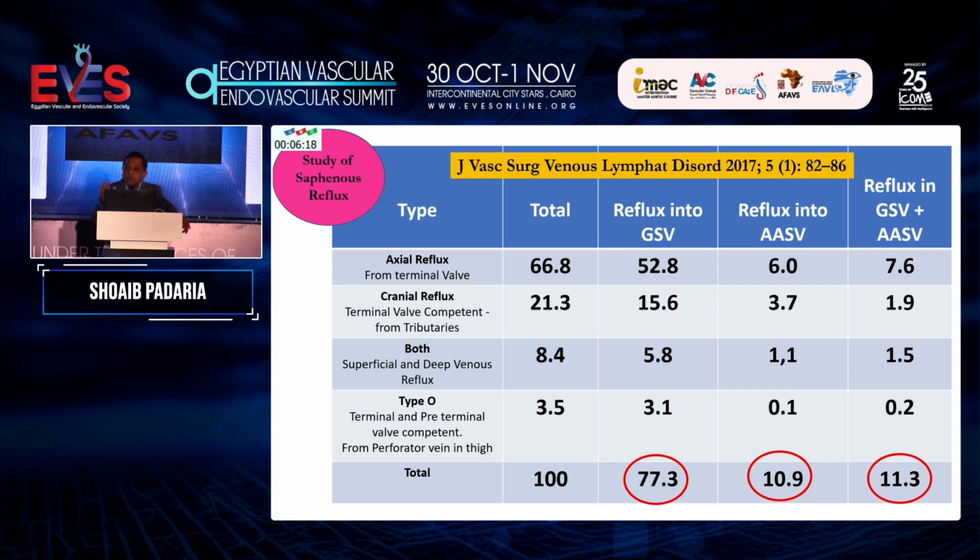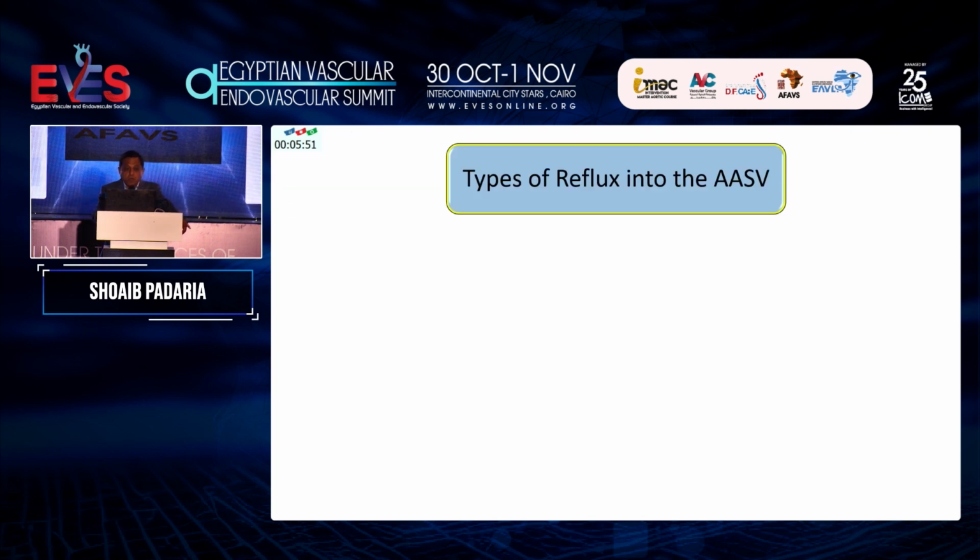Now, how common is the AASV when we are actually doing surgery and venous ablation? In this paper of 2017, you will see that reflux into the GSV was present in 77% of patients. Reflux only into the AASV is present in about 10% of patients. And interestingly, reflux in both the AASV and the GSV was present in 11% of patients. So this is not something which is uncommon and should not be missed. You must do a good ultrasound.